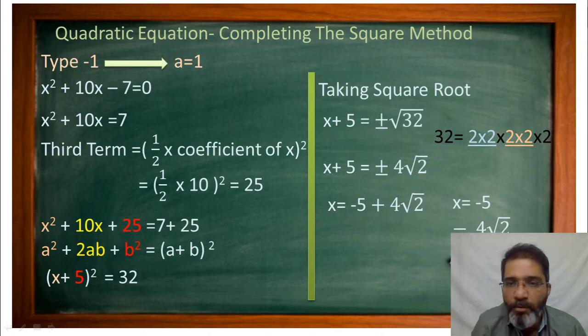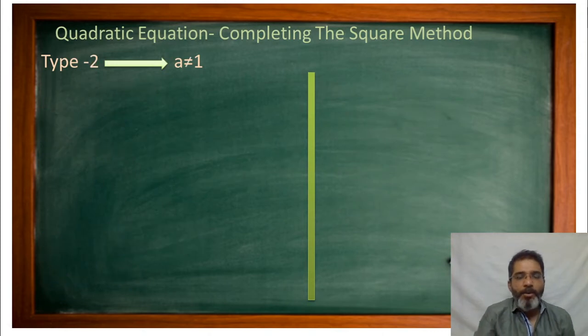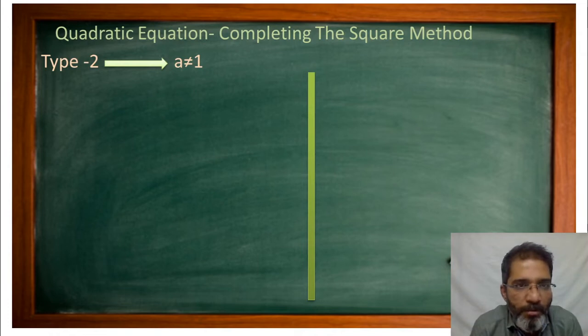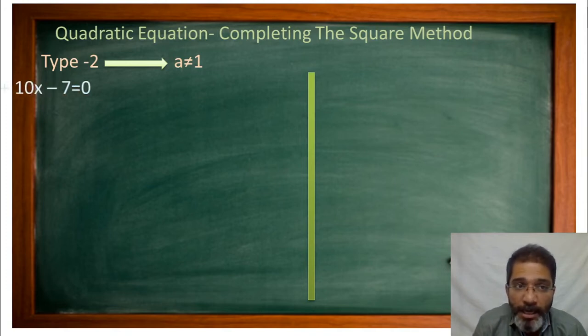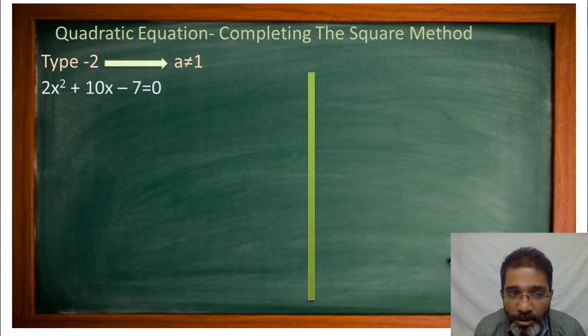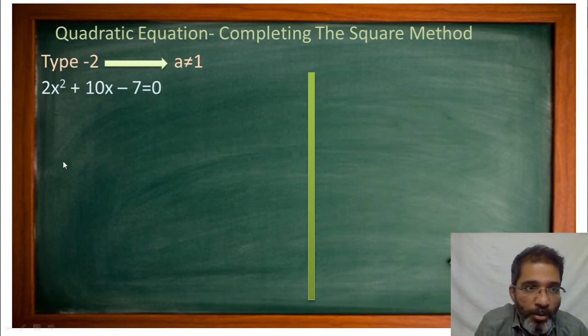Okay, now we'll go with type 2. Type 2 is an equation where the value of a is not 1. So it can be anything but not 1. And remember, a cannot be 0. For a quadratic equation, a cannot be 0. So the coefficient of x square cannot be 0 for a quadratic equation. And for type 2, it is not 1. So it is any other number. That is, I've taken here 2.